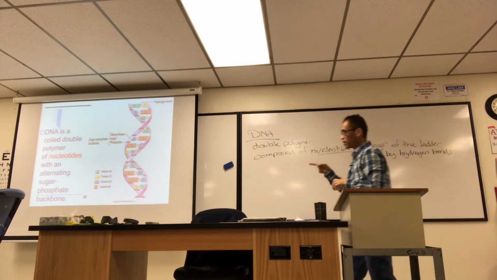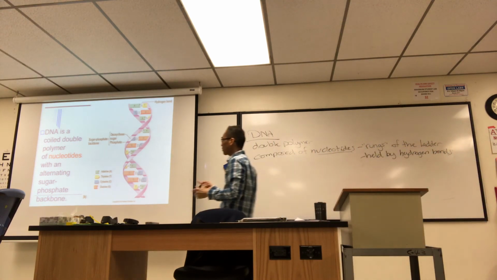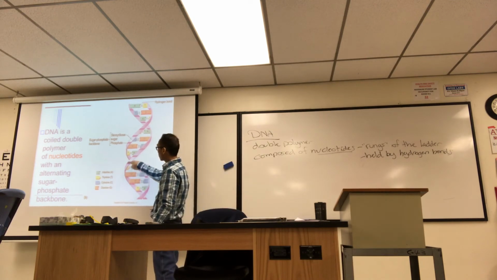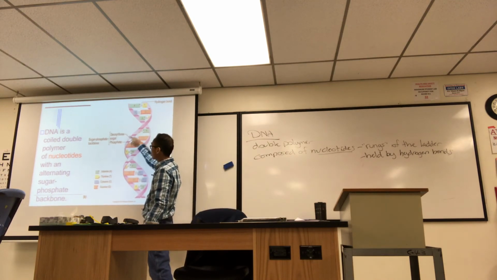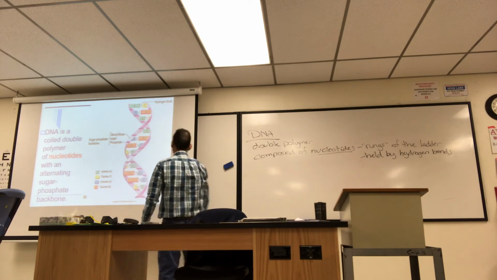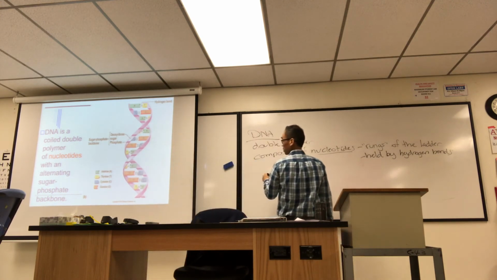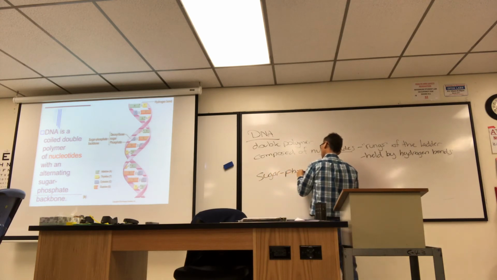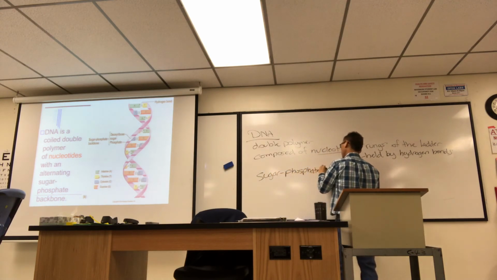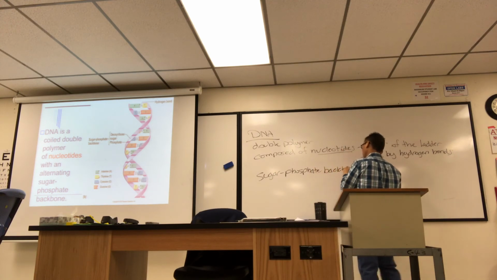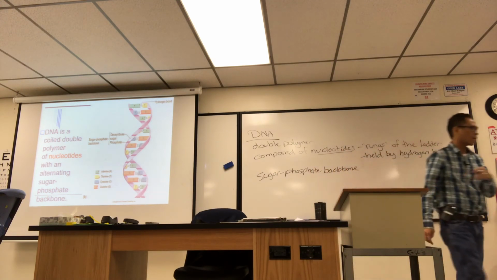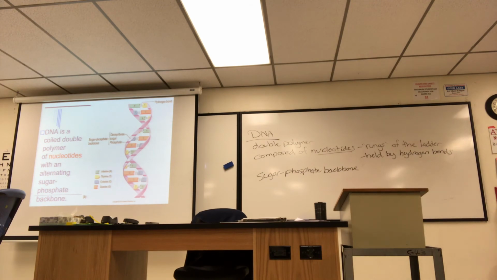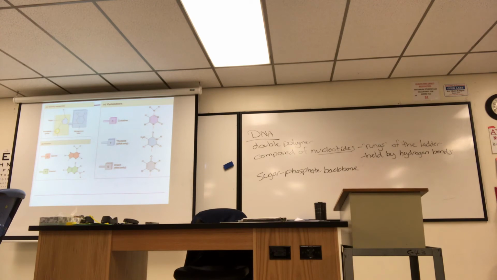But there's also an alternating sugar phosphate backbone, right there, it says right there, these deoxyribose sugar phosphate backbone. Well, there's 4 different nucleotides. Well, actually 5 if you include the one for RNA.